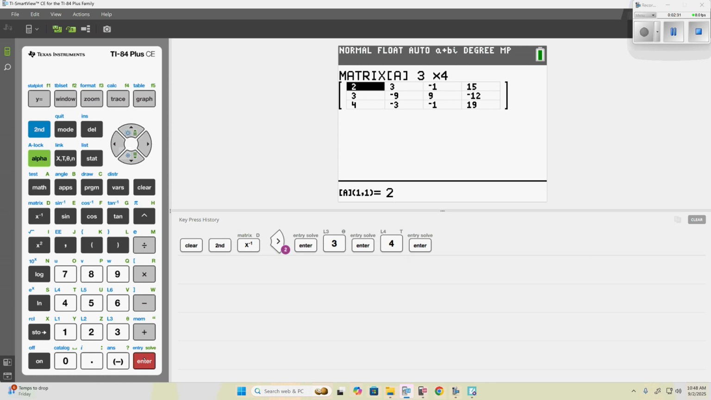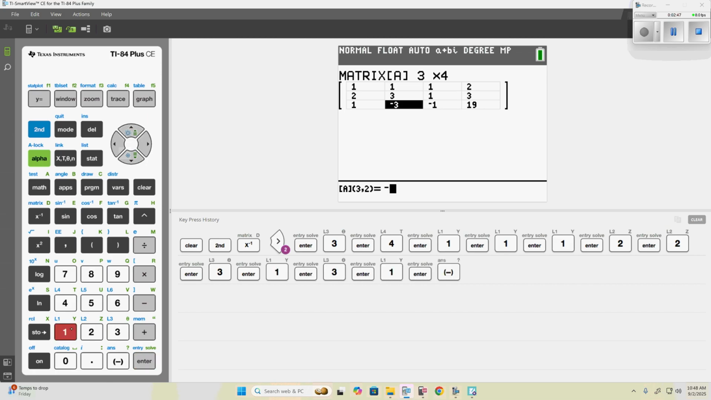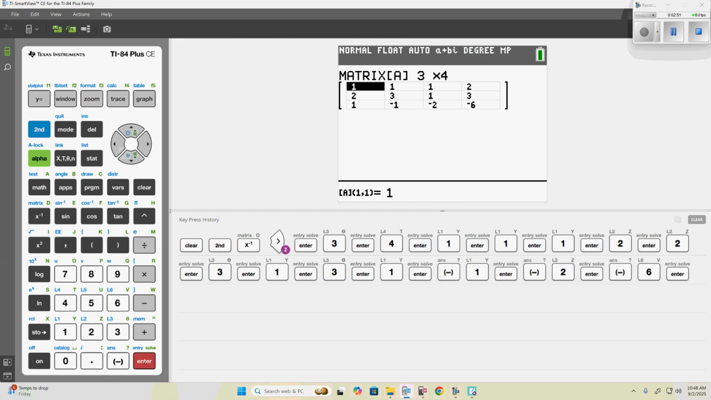And then we want to type the matrix in. So we'll type the first row in, which is 1, 1, 1, 2. And then we have 2, 3, 1, 3, 1, negative 1, negative 2, negative 6. And we do have to type the negative. We cannot type minus. It's going to throw up an error if we type a minus. Questions on how we type this in so far?